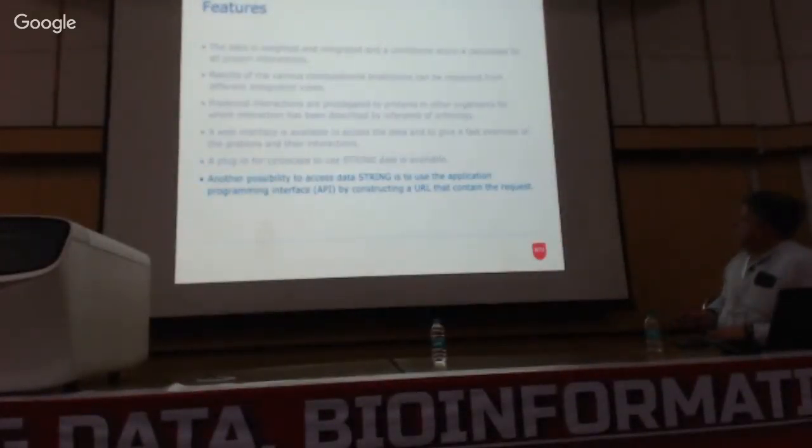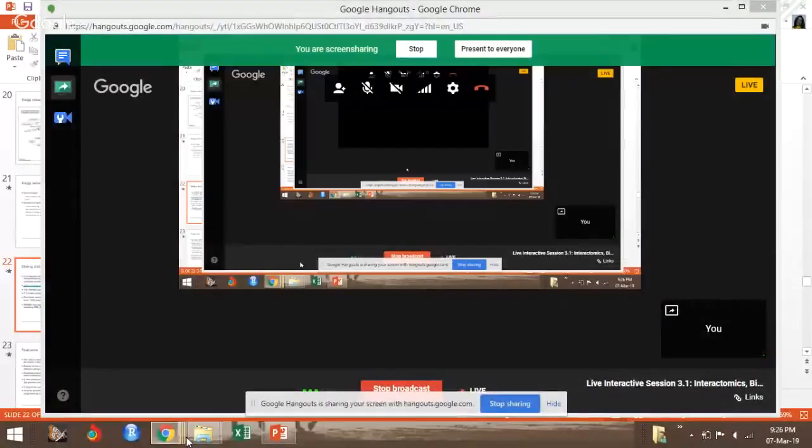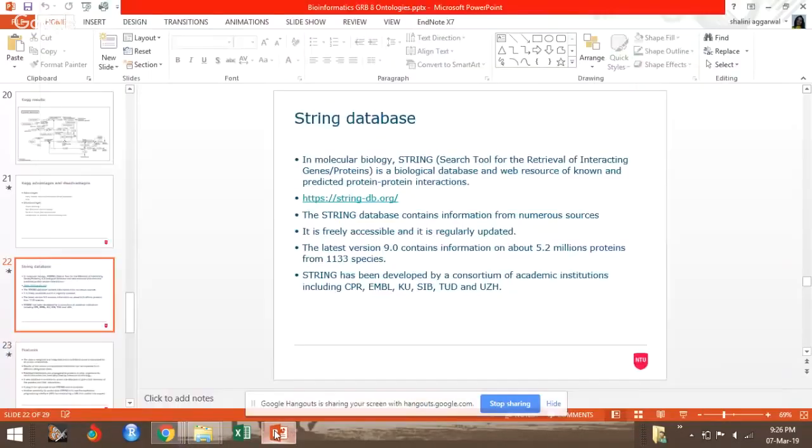And you can access STRING through a programming interface, an API. So you can actually encode it into scripts. If you encode the right URL into that script, you can make a call to STRING, get information, and write that result out.